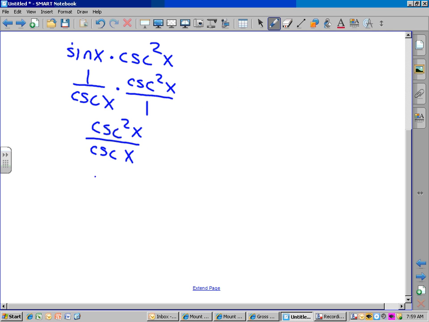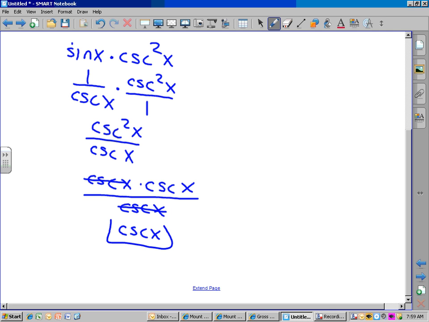Right, if you can't see that, cosecant squared means cosecant of x times cosecant of x. I can cancel. Just get a plain old cosecant.